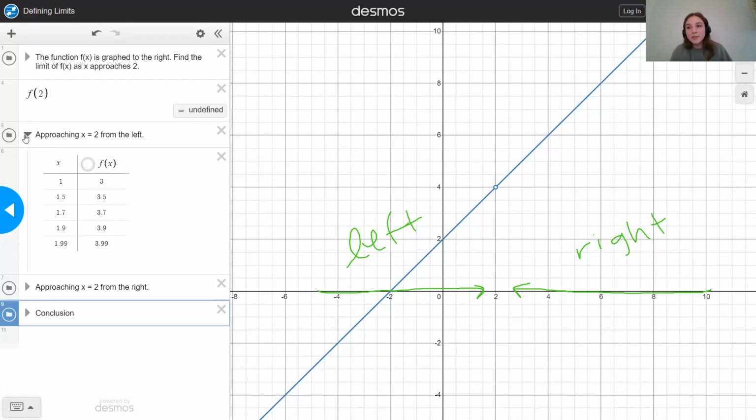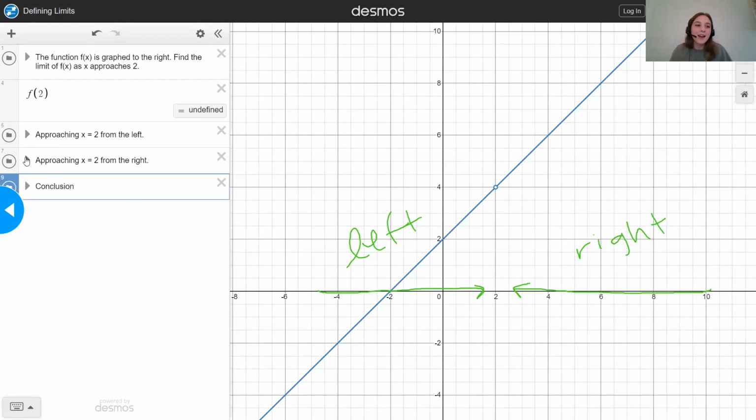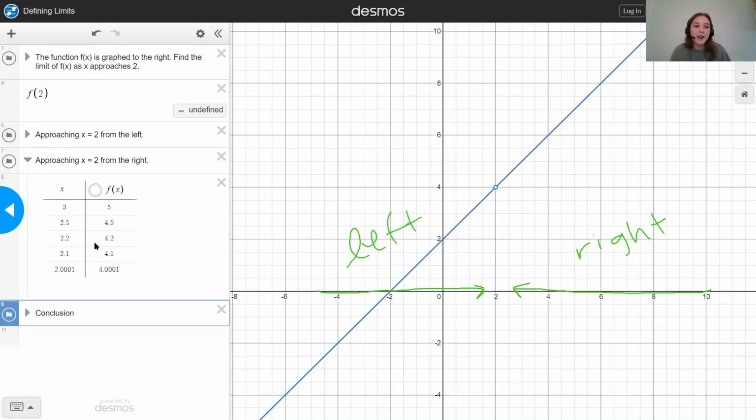Coming from the opposite direction now, coming from the right side, you can see I also have a table where my x values are getting closer and closer to 2 from the right, starting with 3, going to 2.5 to 2.2 to 2.1 to 2.0001. And we can notice that our f of x values are going from 5 to 4.5 to 4.2 to 4.1 to 4.0001. So from both the left and the right side, as my x values are getting closer and closer to 2, my y values are getting closer and closer to 4.